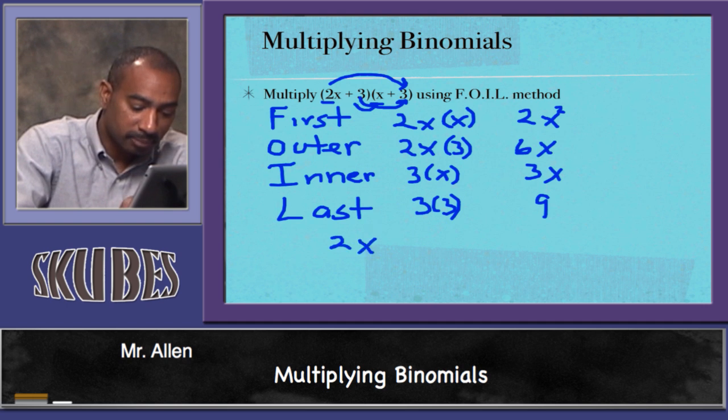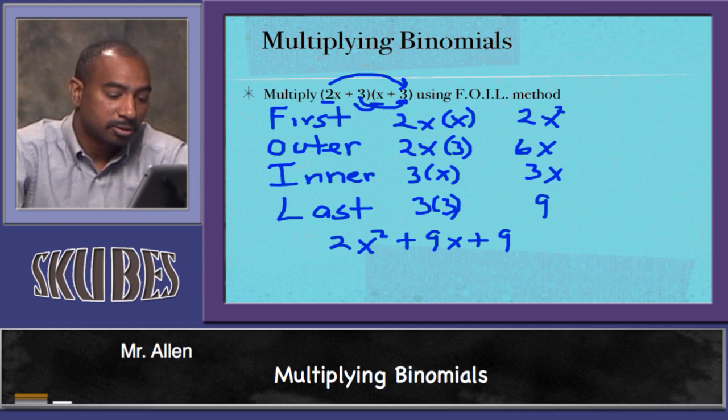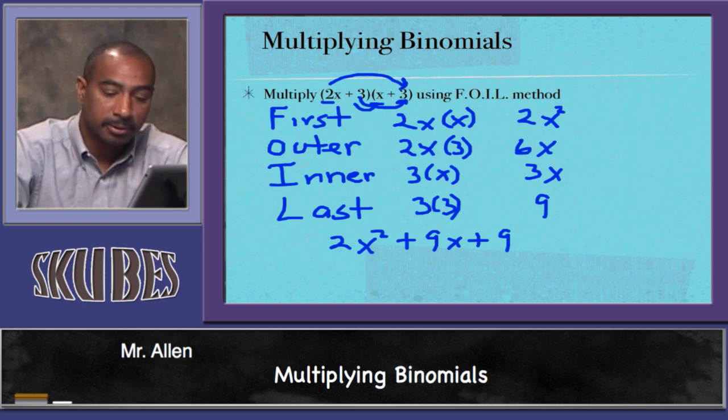I have 2x squared, but there's no other x squared, so that stays like it is. I can add 6 and 3. That's going to be 9, 9x, because those are like terms, and 9. And that's the product of 2x plus 3 times x plus 3.